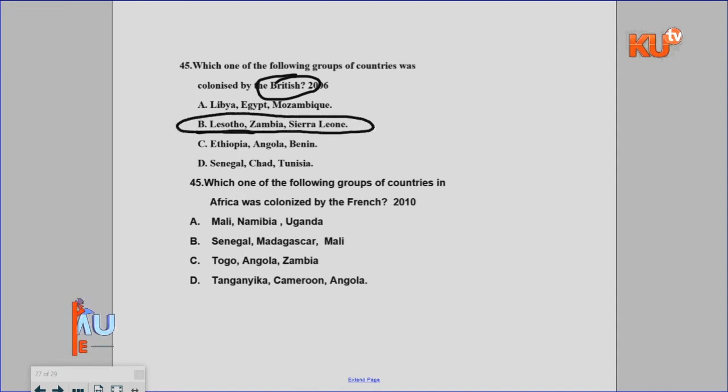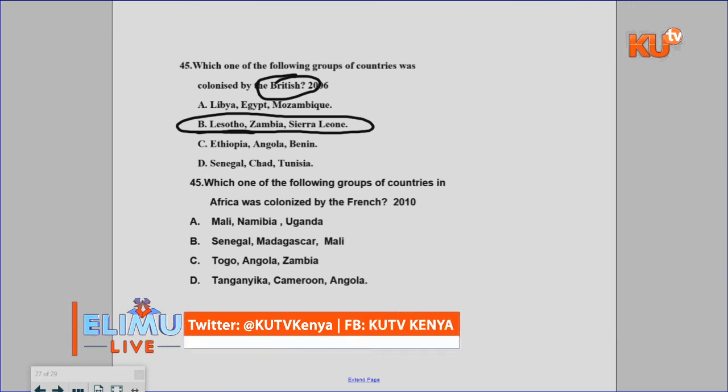Lesotho, Zambia, and Sierra Leone. Those are the countries that were colonized by the British. The correct answer is choice B. For those who sat in that year 2006, the correct answer was that.